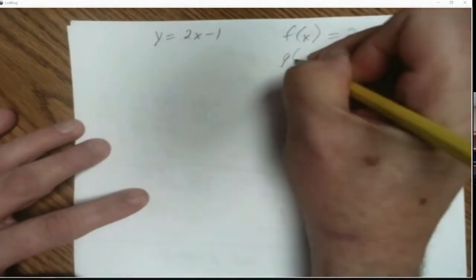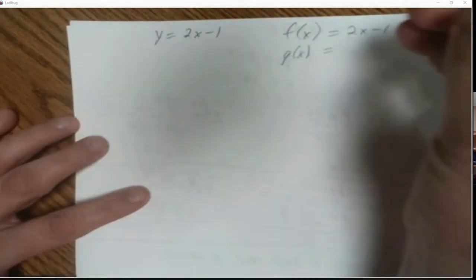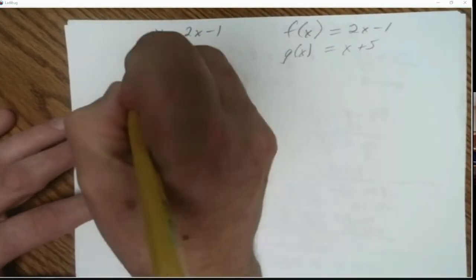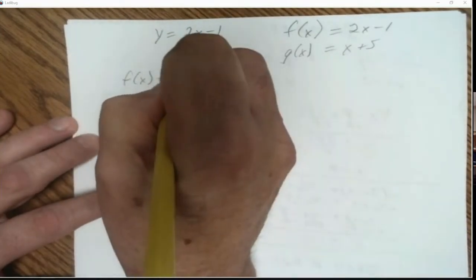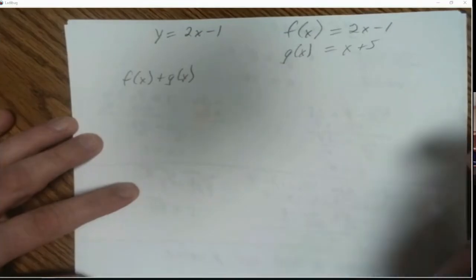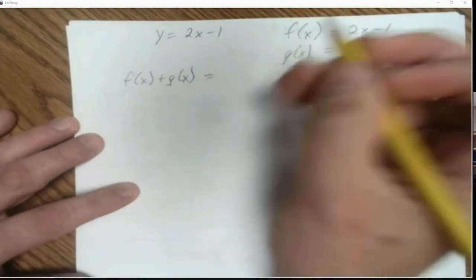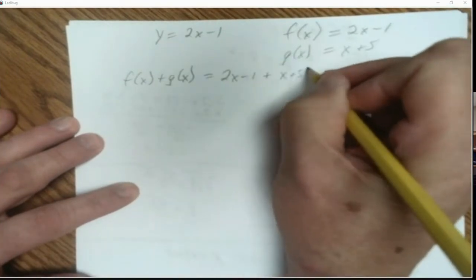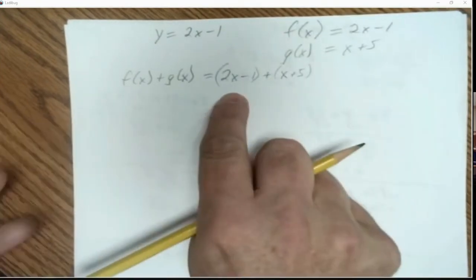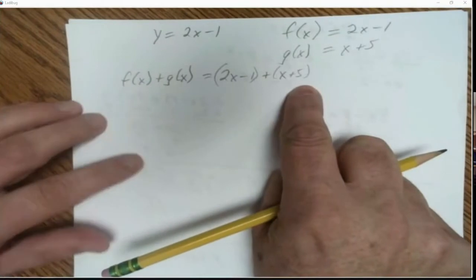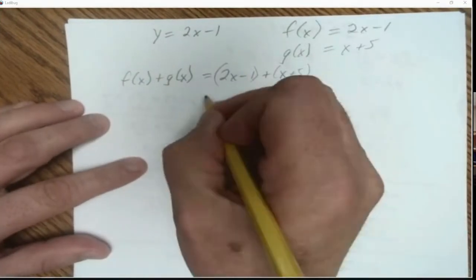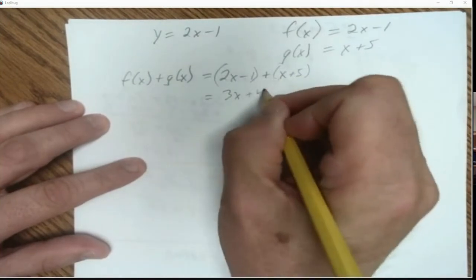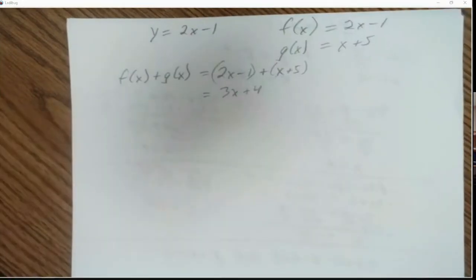Let's have a g of x also. This is a separate function, and it equals x plus 5. So when we have this, we can do f of x plus g of x. And in that case, we just add 2x minus 1 plus x plus 5, right? We're just taking f of x and adding g of x to it. So in this case, we just combine like terms. So it equals 2x plus x is 3x, minus 1 plus 5 is plus 4. So that is what f of x plus g of x equals.